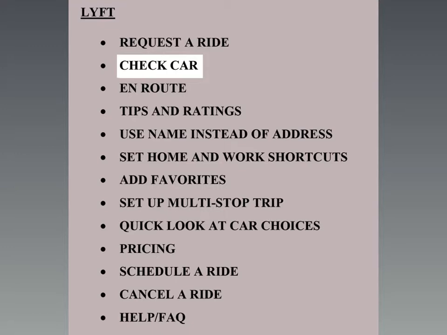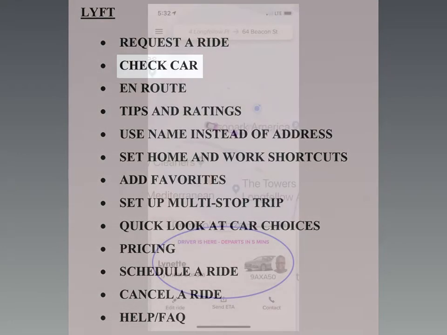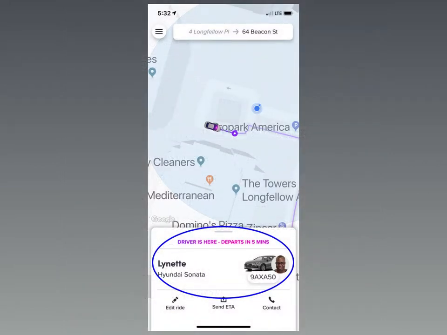Now I want to check the car. Let's assume that the driver has arrived. In this case, Lynette is going to pick me up in a Hyundai Sonata with the license plate exhibited there. So I'm going to go outside and look for her, and what if she's not there? What if I have the same problem we discussed with Uber? Maybe she's on the east side of the street, I'm on the west side of the street. Maybe she's at 1 Longfellow, I'm at 4 Longfellow.